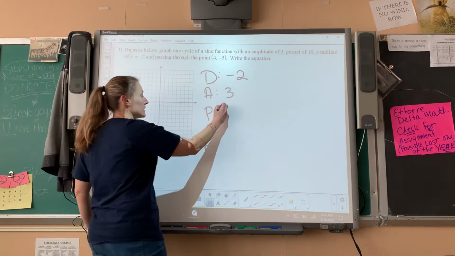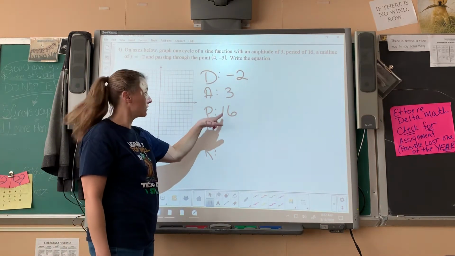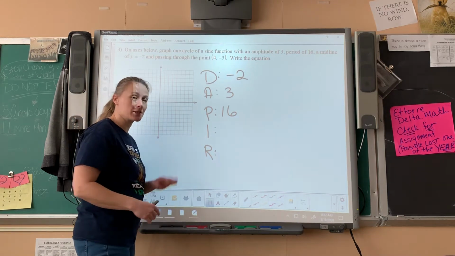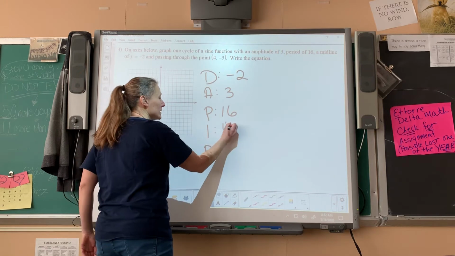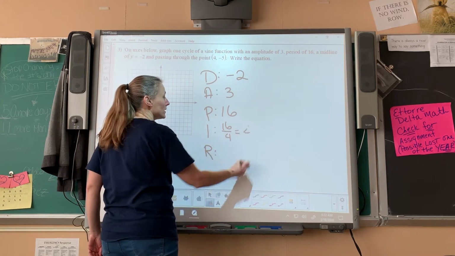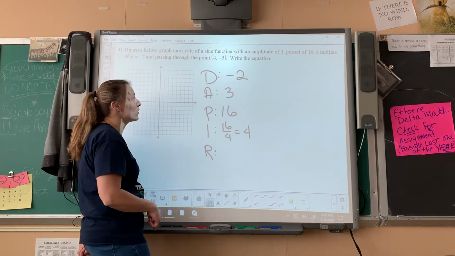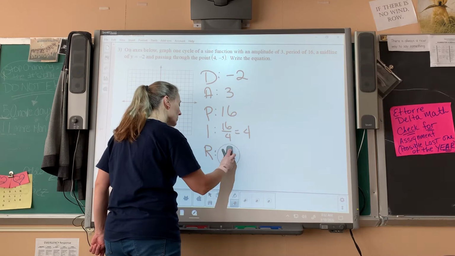Period is 16. Whenever you're figuring out the interval, you take the period and divide it by 4, because we have 4 equal sections. 5 points, but 4 sections, so that's why. So we take 16 divided by 4, and that's 4. And then it goes through the point 4, -5.